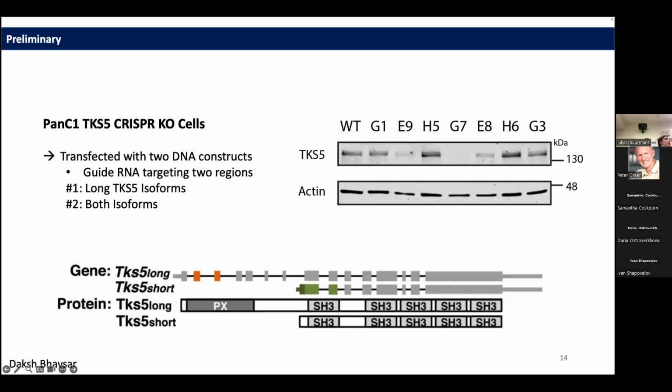We transfected PANC cells with 2 different DNA constructs which had guide RNA targeting 2 different regions of the TKS5 gene, because there is a long isoform and a short isoform. So one construct targets just the long isoform, while the other targets an area downstream here that is in both the long and short. And as of last week, we have one pretty successful TKS5 knockout, which is exciting. And this was done with the help of an SLC student named Dax.